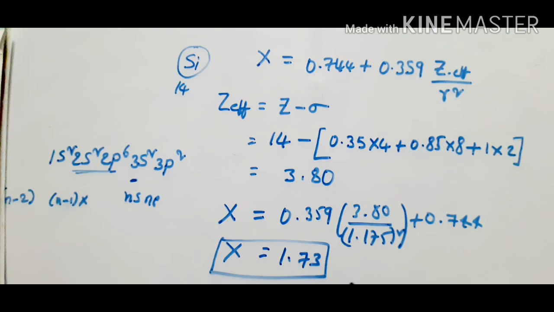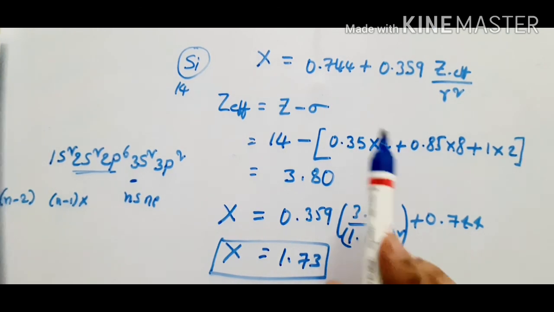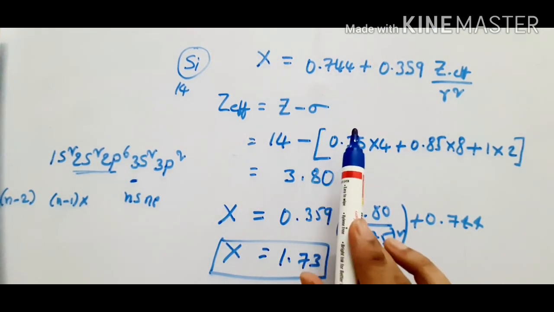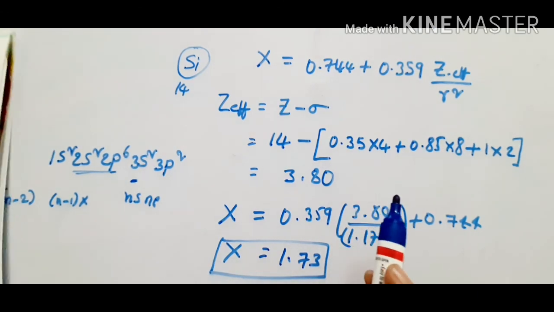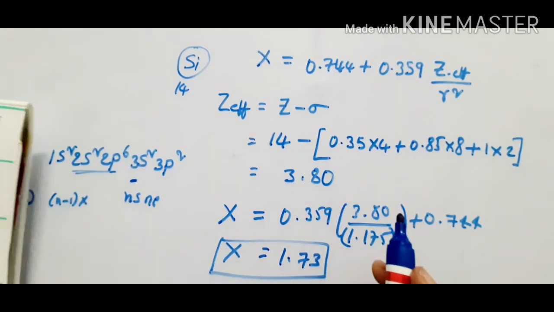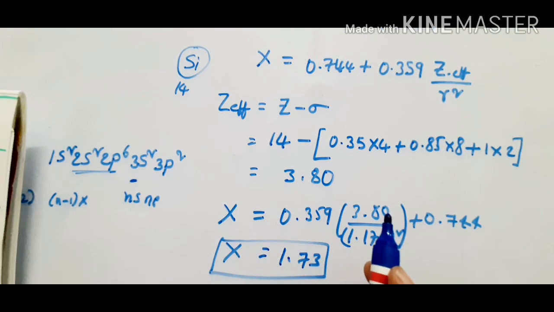If anybody doesn't know how to calculate sigma, the screening effect constant, using Slater's rule, I'll do a video and you can check my updates. Okay, this is all about electronegativity calculations.